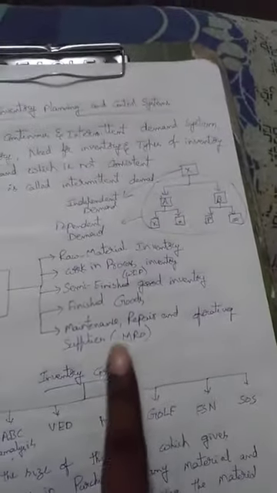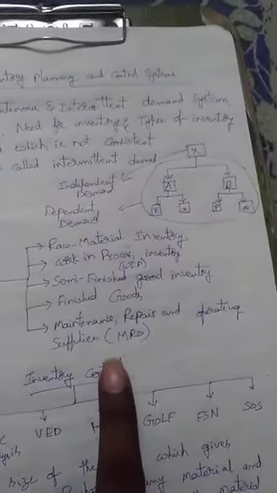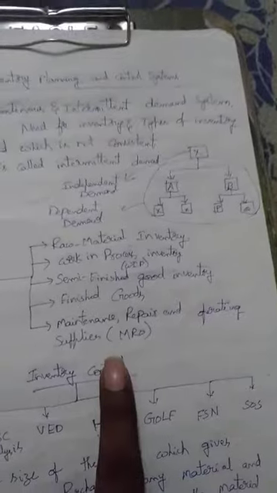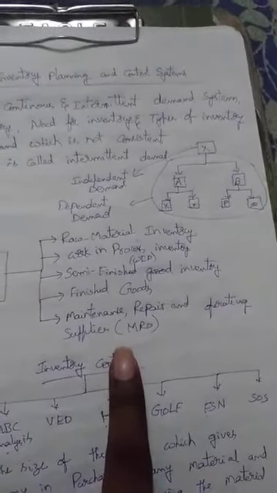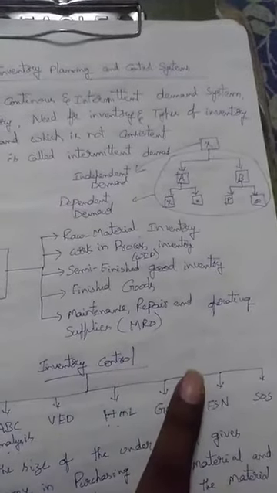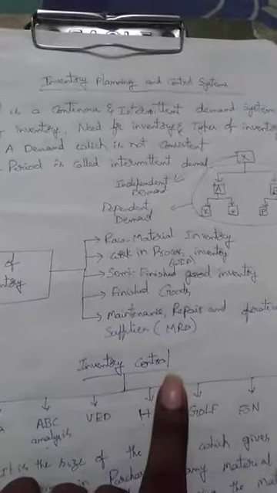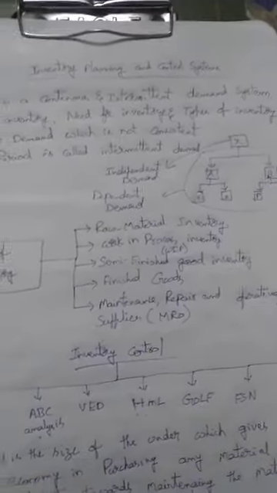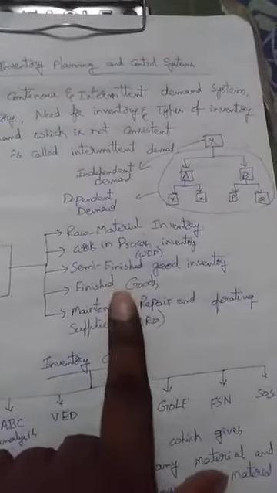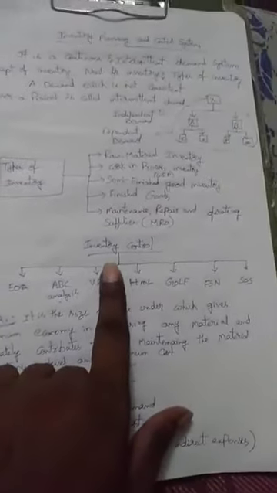Then the last one, maintenance, repairs and operating supplies, is nothing but maintaining good services, like any particular repairs for customers, what services they are providing and what other considerations there are. So one particular example should cover our overall inventory planning and control types. Every particular type has its own importance. So basically we would like to concentrate on these inventory control types.